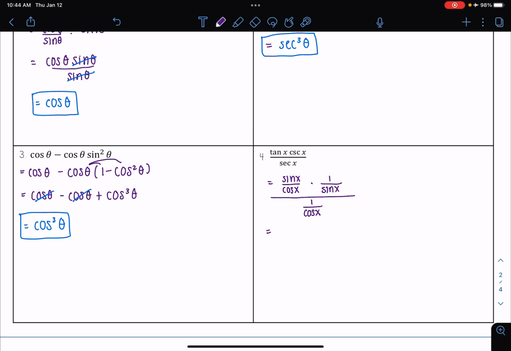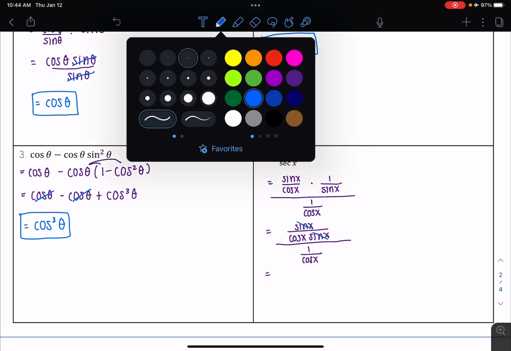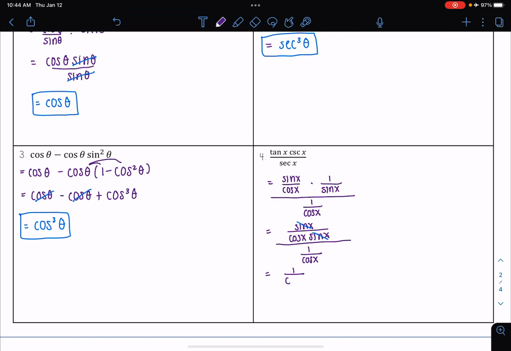So for a lot of these simplifying, you're just plugging in identities and seeing what helps you simplify the expression. So multiplying across on the top, I have sine of x over cosine of x, times 1 over sine of x, all divided by 1 over cosine of x. And so here I see that my sine of x cancel. So I'm left with 1 over cosine of x divided by 1 over cosine of x, which is equivalent to 1 over cosine of x times cosine of x over 1, which I find to be equal to 1.